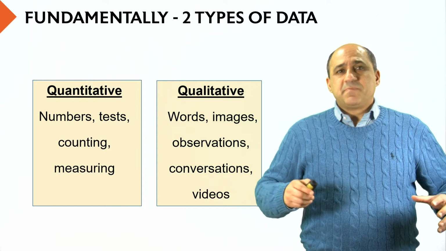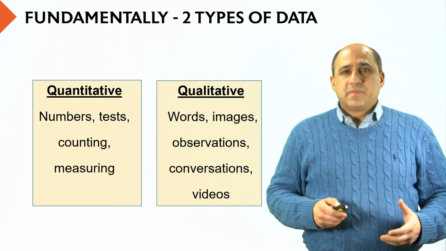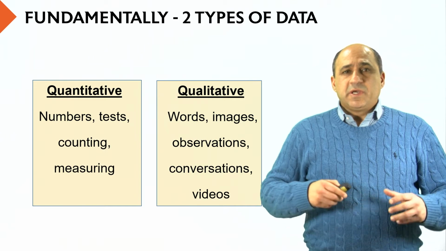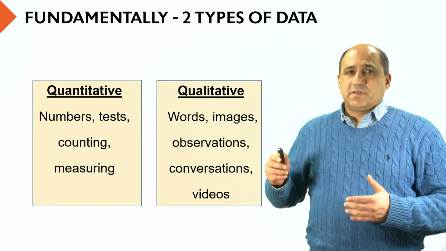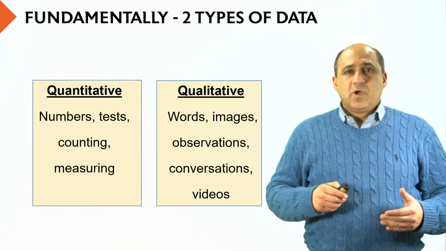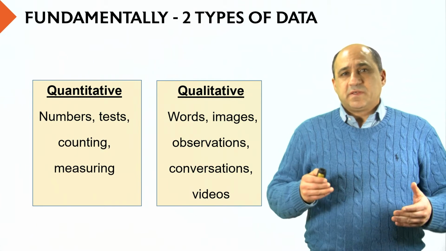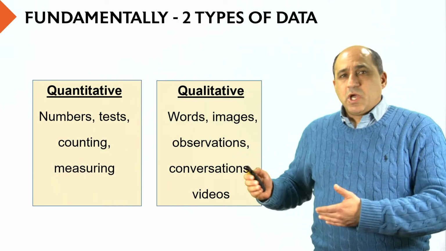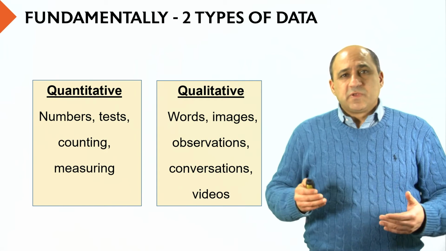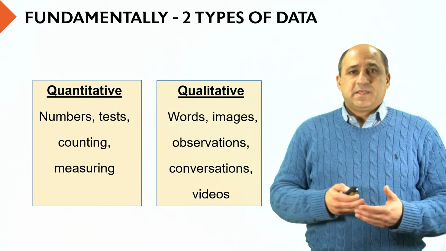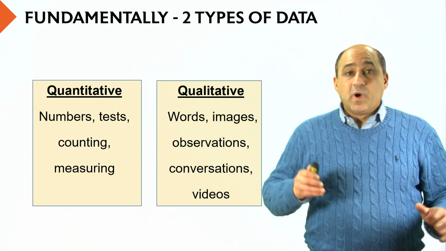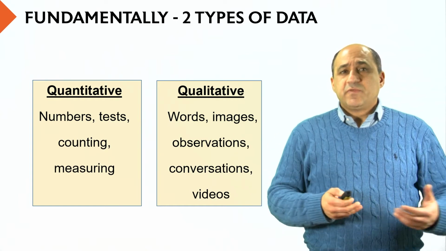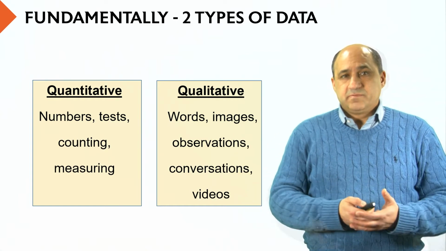Descriptive analytics takes massive amount of historical data and turns it into digestible information. It's the process of interpreting what's happened in the past while mining two types of data: quantitative data and qualitative data. Quantitative data is composed of numbers, tests, counting, measures, while qualitative data is composed of words, images, observations, videos, conversations.